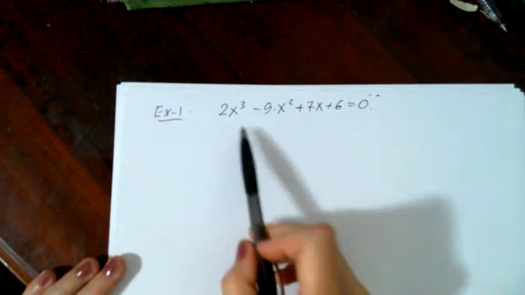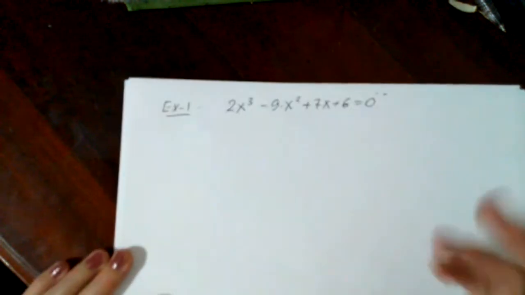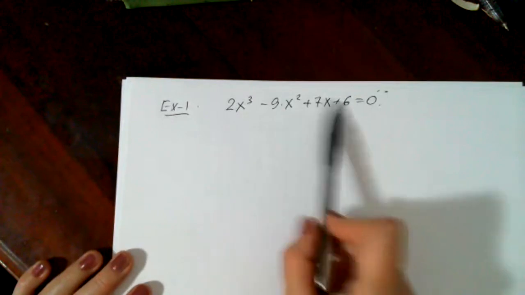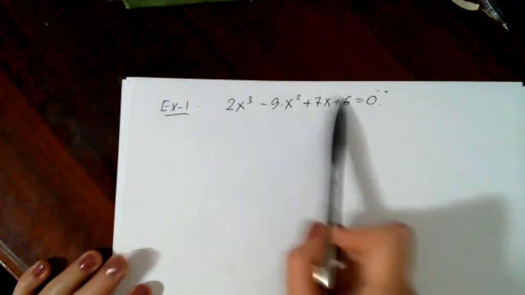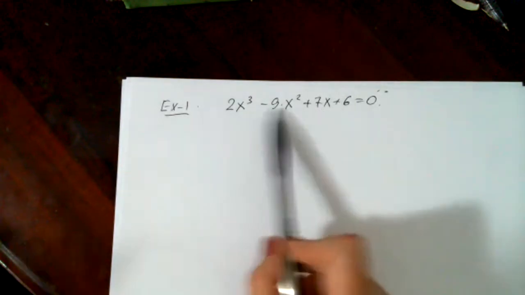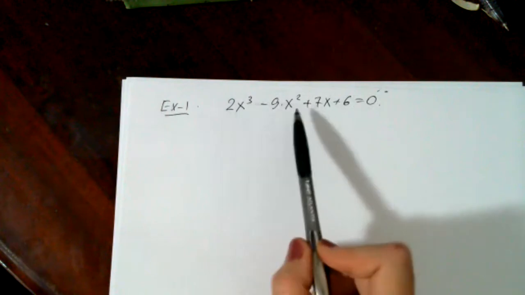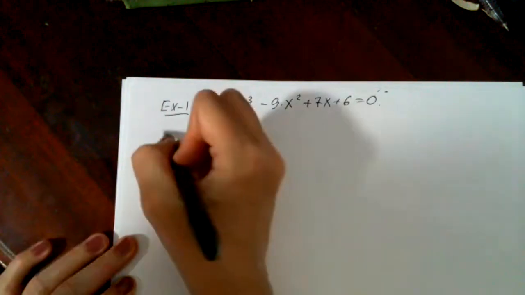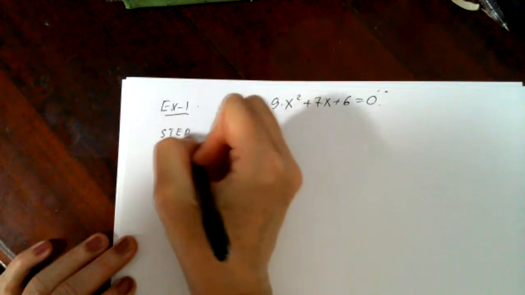Our task is to find the roots of this cubic equation, nothing else. As you can see, it's quite a difficult cubic equation because there's no way of factorizing it. At least we can't come up with the factorizing immediately. It means that it's better to apply our algorithm. So let's start doing the first step.